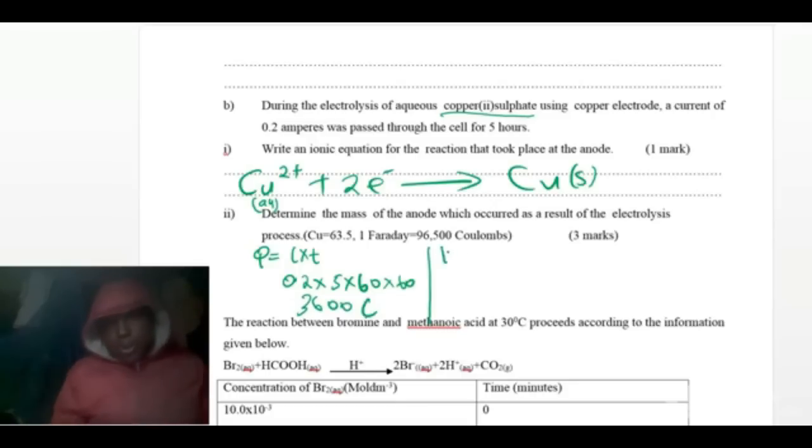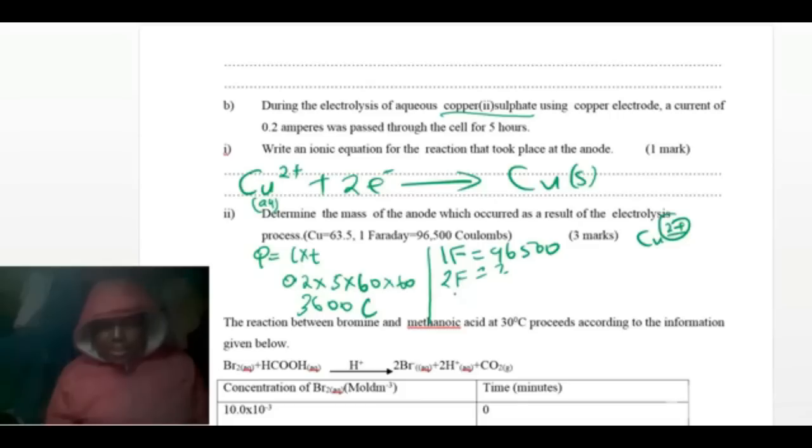But we know that 1 Faraday is equal to 96,500 coulombs. But copper has 2 Faradays. The charge is 2, so it means it has 2 Faradays. 2 Faradays will be 193,000 coulombs.